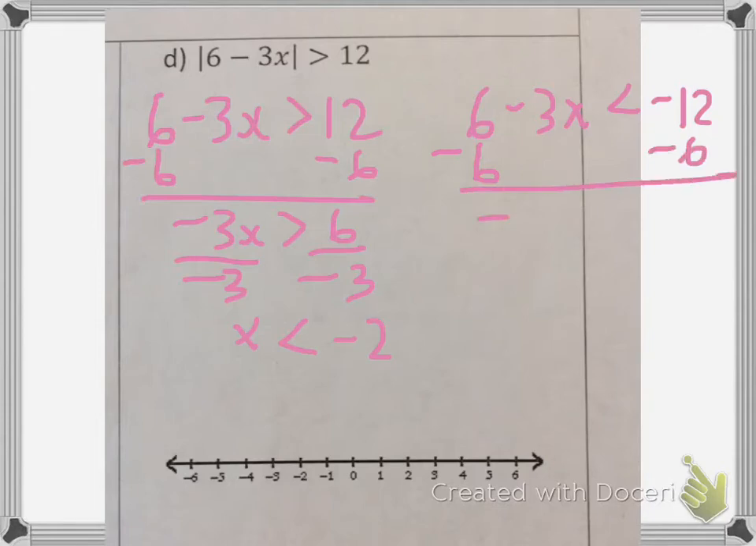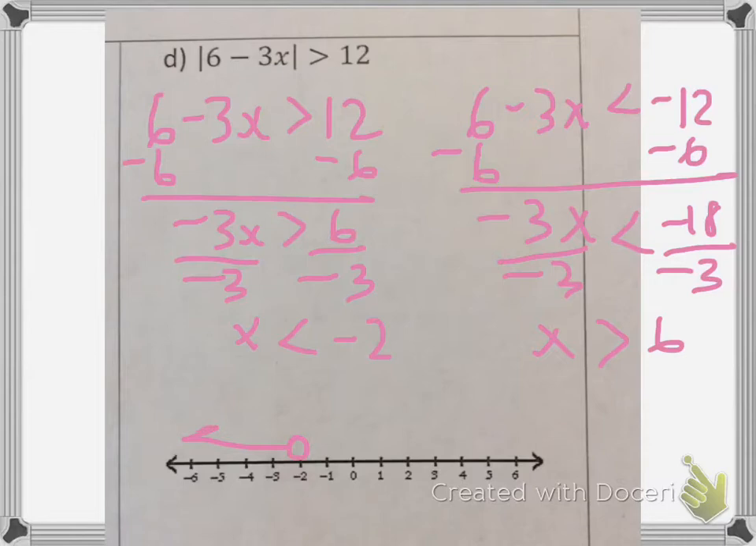Again, over here, subtract that 6. We get a negative 3x is less than a negative 18. Divide by a negative 3. So again, we're like, oh, I got to flip the inequality sign. So I get x is greater than 6. So then we're going to graph those. X is less than negative 2. So open circle at negative 2, heading in the less than direction. X is greater than 6. So this direction. So that one's an or one on that absolute value inequality.